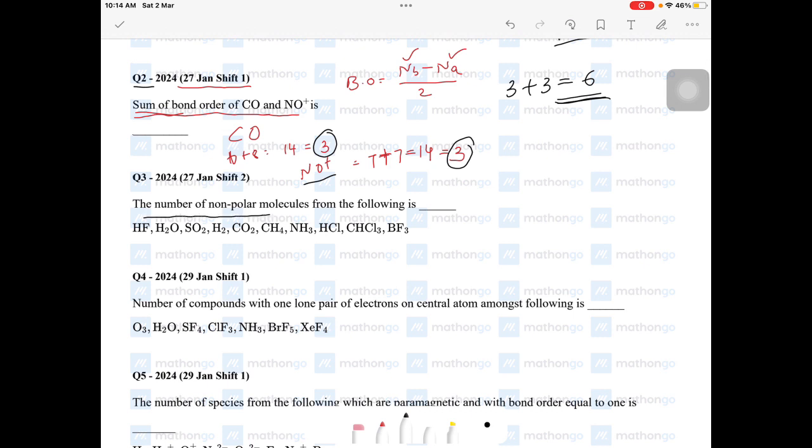The number of non-polar molecules from the following is: HF is a polar molecule, H2O is also a polar molecule, H2 is a non-polar molecule. Next, CO2 is non-polar, CH4 is non-polar, and BF3 is non-polar. Total 4 non-polar molecules. HF is polar. Why? Because of the difference in electronegativity of hydrogen and fluorine, and the vector quantity is in only one direction. That's why the dipole moment is not equal to 0. It is a polar molecule.